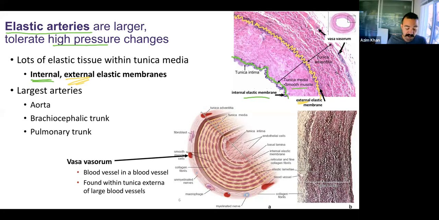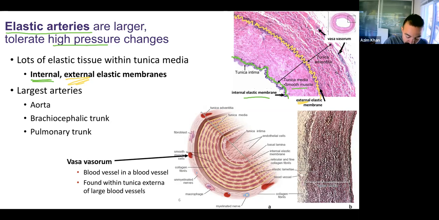Examples of elastic arteries include the aorta, that largest artery coming out of the heart, the pulmonary trunk, which is the main artery coming out of the heart towards the lungs from the right ventricle. And we'll learn about the brachiocephalic trunk. It goes up to the right side of your body. We'll get to that soon.